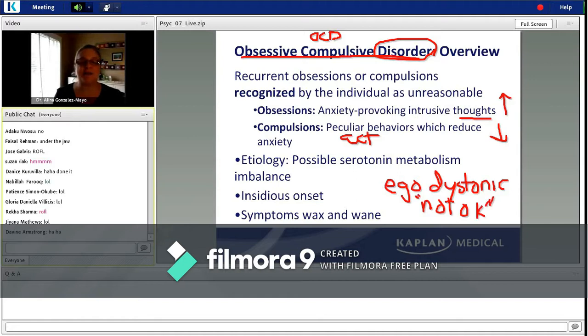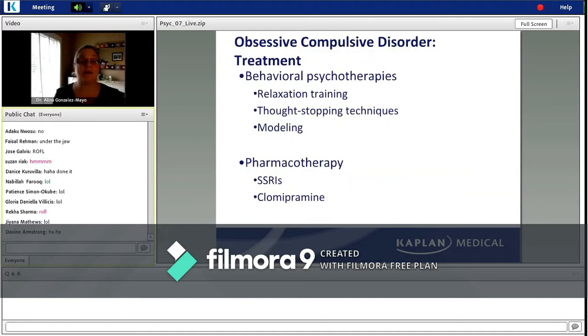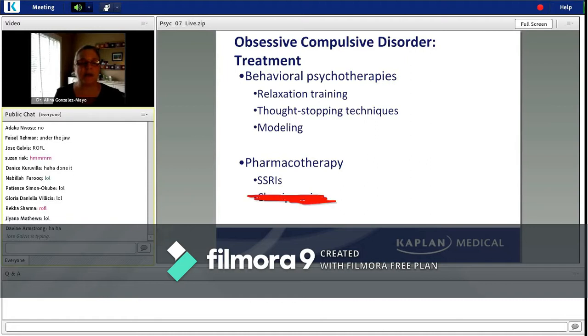OCD is linked to serotonin. So how do you think we treat OCD? With SSRIs, okay? Clomipramine is not used. SSRIs are the treatment of choice for OCD. Why do we use SSRIs? Because they're cleaner. They're cleaner than a TCA.